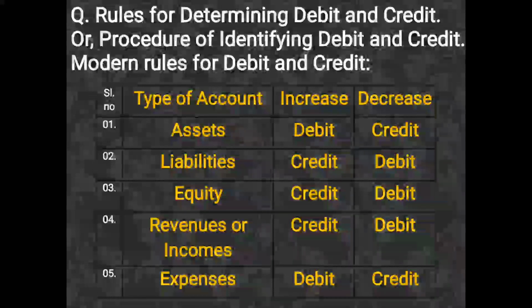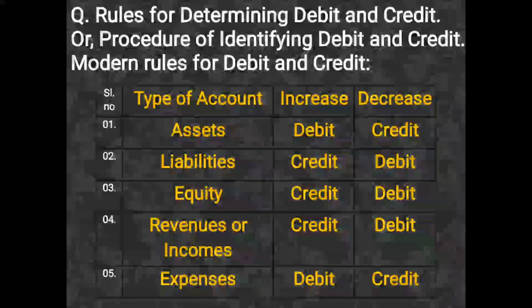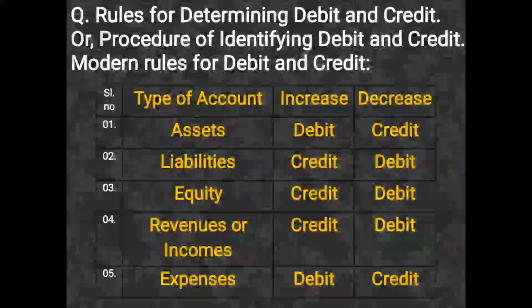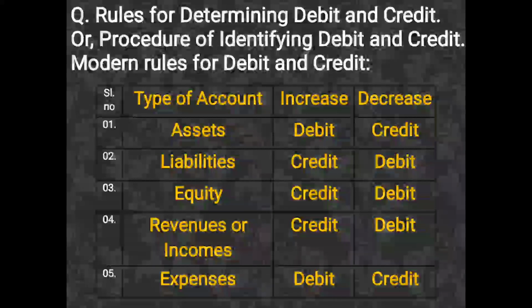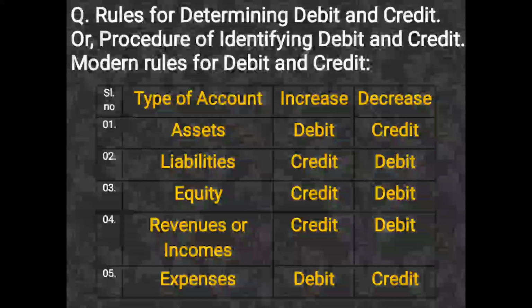The same rules for equity and revenue. When equity is increased, then it is credited. But when equity is decreased, then it is debited. When revenue or incomes is increased, then it is credited. But when revenue or incomes is decreased, then it is debited.